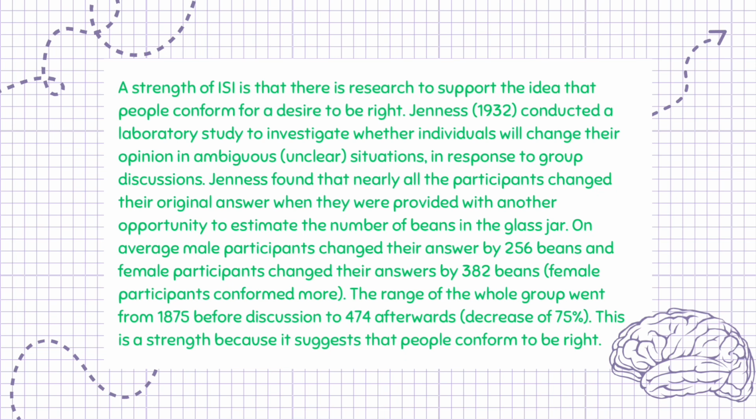Jenness found that nearly all the participants changed their original answer when they were provided with another opportunity to estimate the number of beans in the glass jar. On average, male participants changed their answer by 256 beans and female participants changed their answers by 382 beans. Female participants conformed more. The range of the whole group went from 1875 before discussion to 474 afterwards, a decrease of 75%. This is a strength because it suggests that people conform to be right.